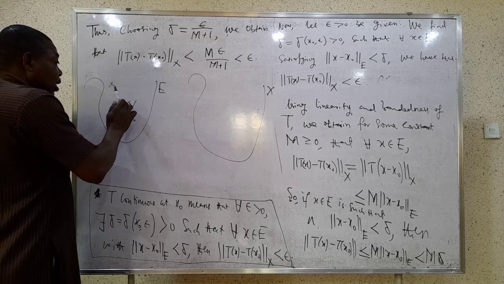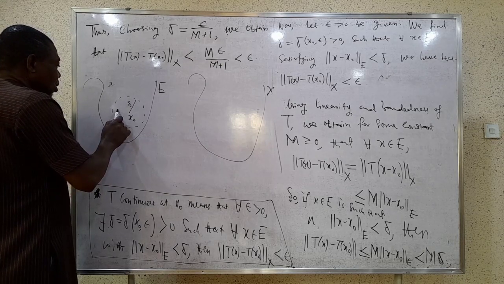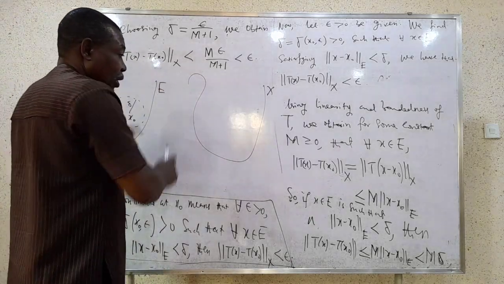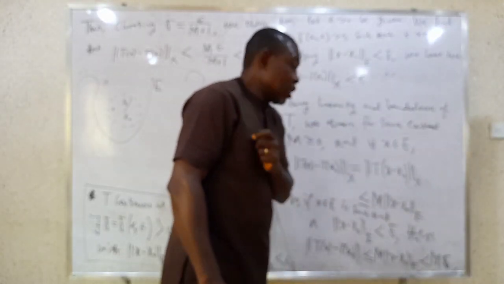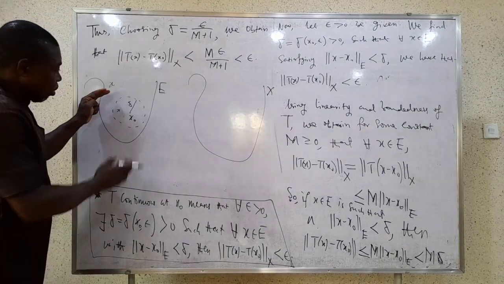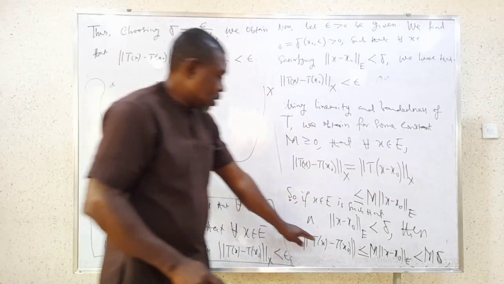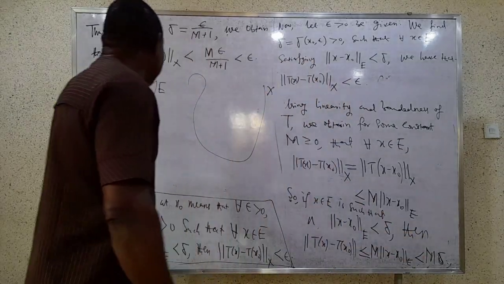Not all x in A will satisfy x being inside this ball. For any x in A, irrespective of where it is, this inequality is always true because of boundedness of T. So when we now make a restriction for x to be within here, this particular one will take effect, because none of x minus x naught will be less than delta.